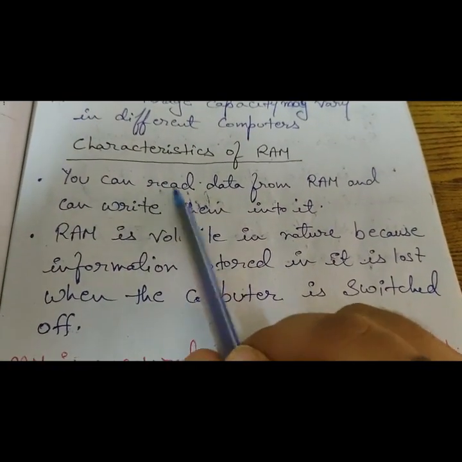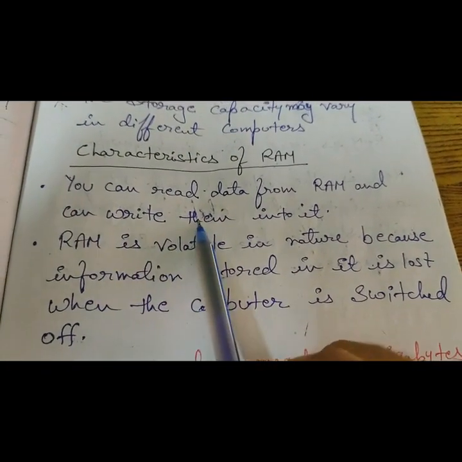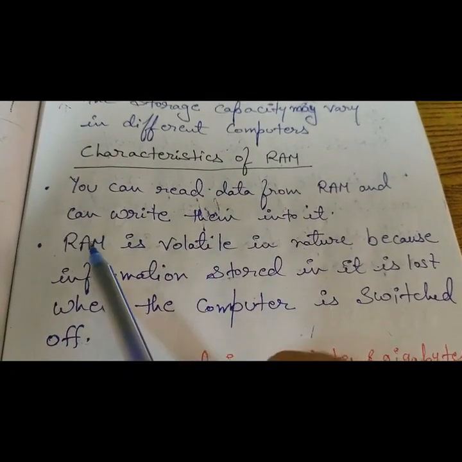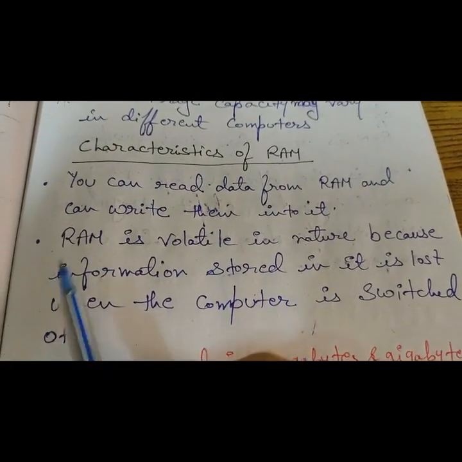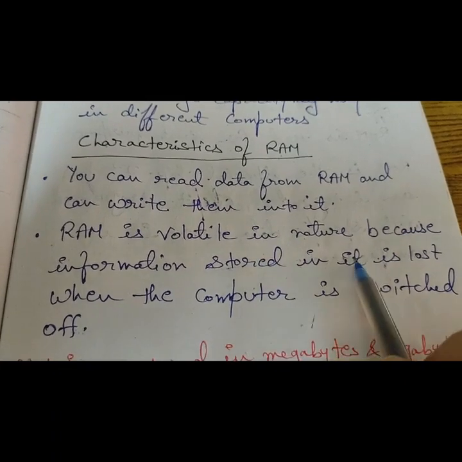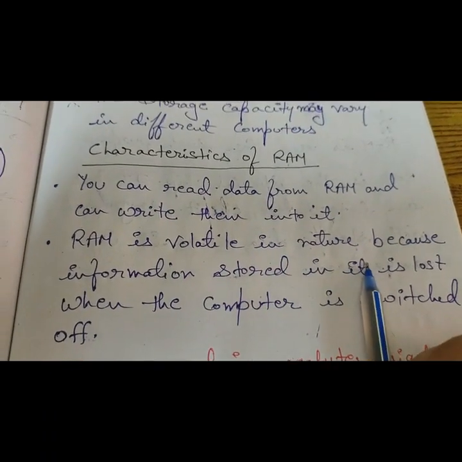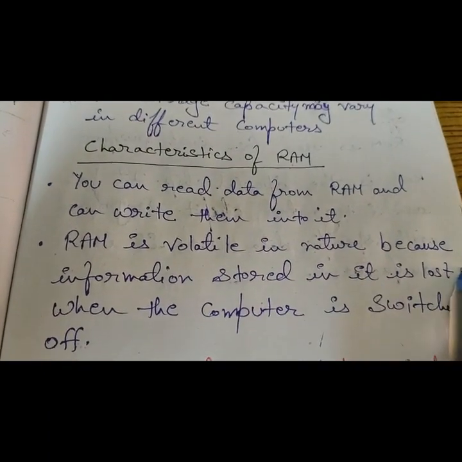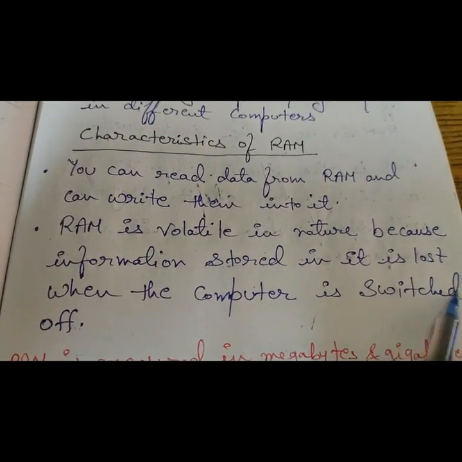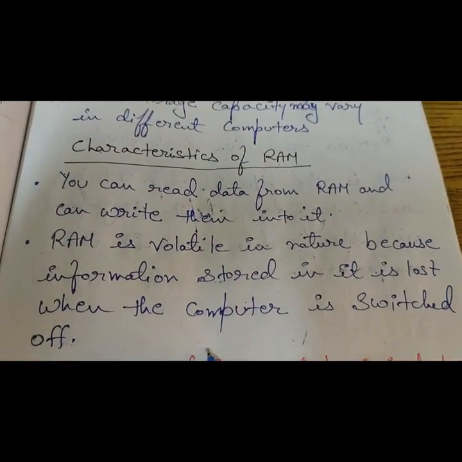Now let's come to the characteristics. You can read data from RAM and you can write data into it. RAM is volatile in nature. Why is it volatile in nature? What is the meaning of volatile? The information stored in it is lost when the computer is switched off.